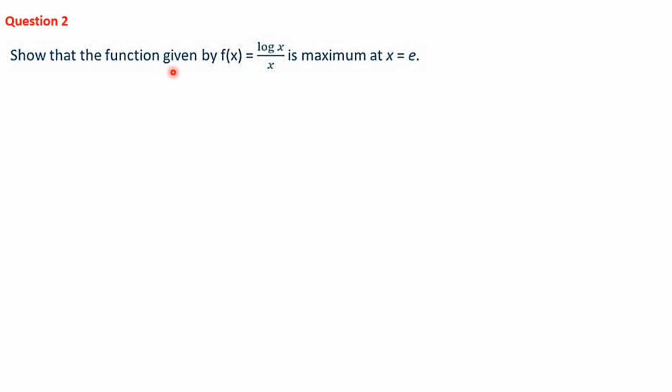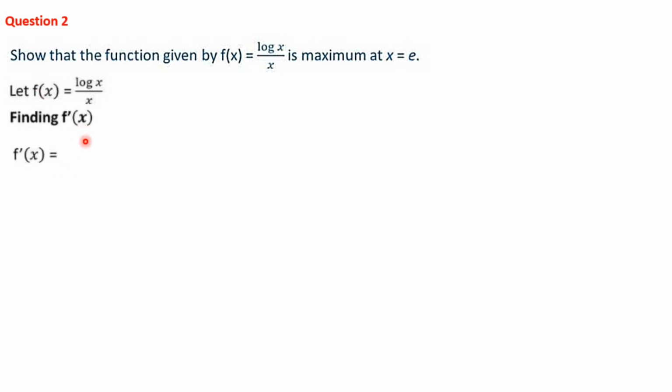Show that the function given by f of x is equal to log x by x is maximum at x is equal to e. Here a function is given to us and we have to show that the function attains its maximum at the point x is equal to e. Let f of x is equal to log x by x, that is our given function. Find its derivative, that is f dash x.